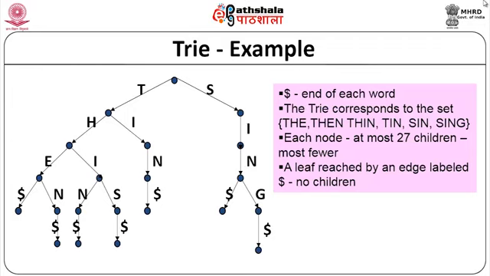Now, we have taken this set so that you have a lot of common prefixes. That is one of the characteristics we mentioned: a trie is appropriate when there are a lot of common prefixes. So, if you look at this, we start with the, then, tin, sin and sing, and you have only two starting prefixes, T and S.